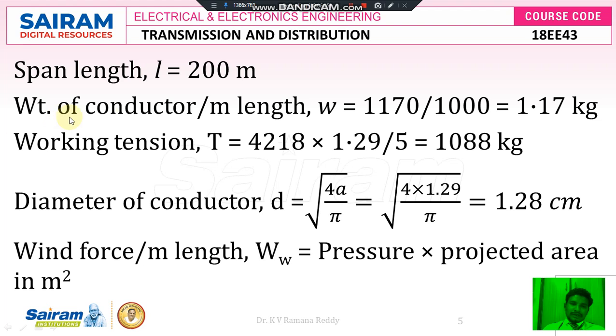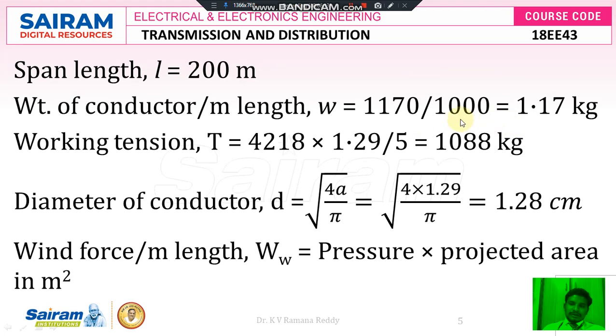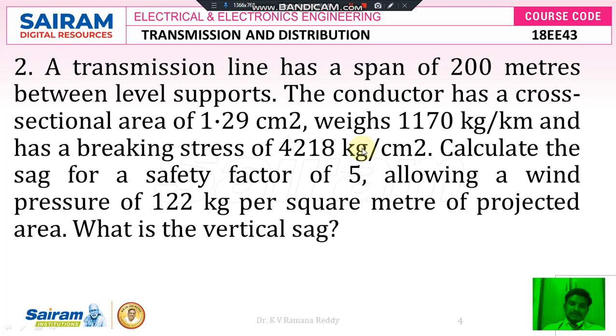Then one more thing, in the given problem they gave the weight of the conductor per meter length, that is 1170 kg per kilometer. But I want it per meter. So 1170 divided by 1000 becomes 1.17 kg per meter. Here I converted from kilometers to meter. Next, they also gave the factor of safety value 5, and the wind pressure is 122 kg per square meter.